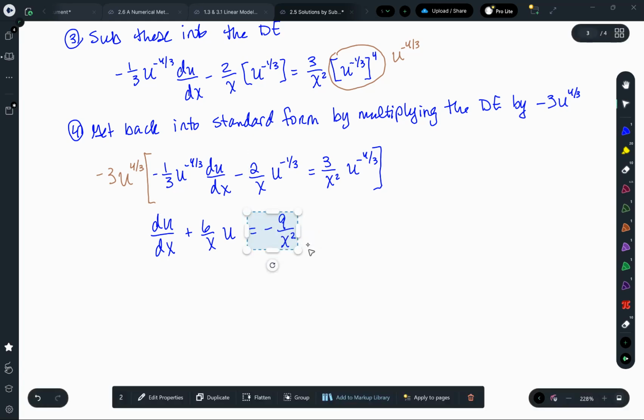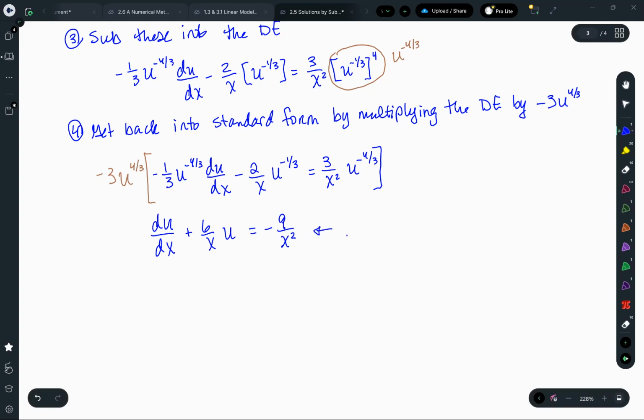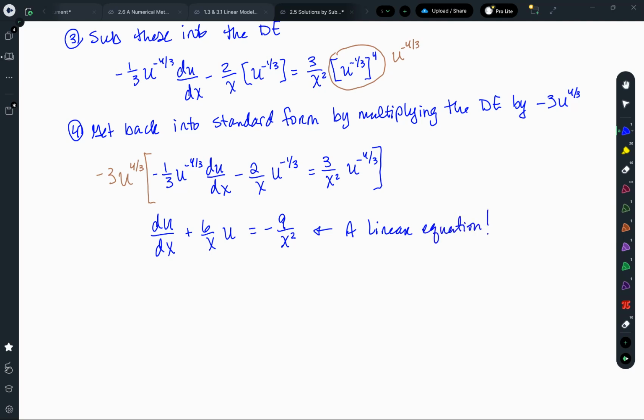And this right here, this is a linear equation. And we know how to solve that. Might not be our favorite thing to solve, but we know how to solve it, okay? It's in standard form already, so the next thing we need to do is get an integrating factor. And if you recall, the integrating factor is mu of x equals e to the integral of p of x dx. Okay, our p of x with its sign is just 6 over x.